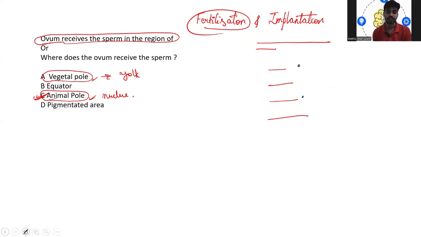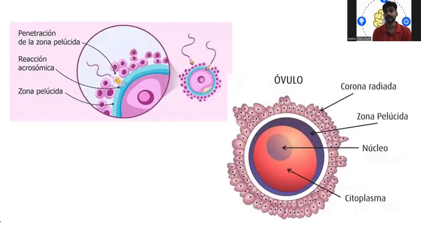It's confusing, so let us move on to the diagram. In the figure, you can see the structure of the ovum surrounded by a few sperms, and the very first outermost layer you will see is the corona radiata.